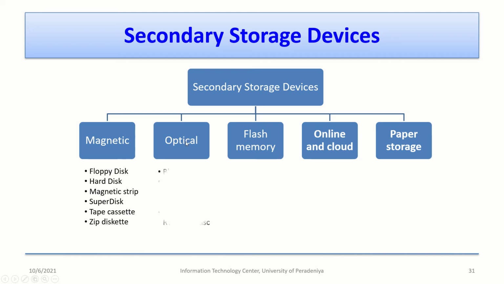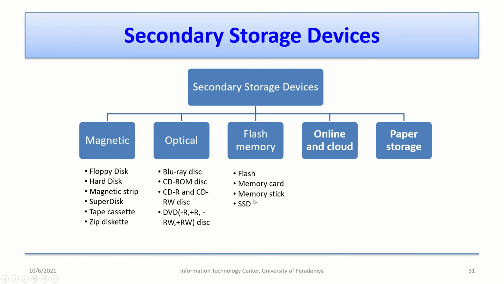In the optical category, we have CD, DVD, and Blu-ray disc. Those all belong to the optical category. In flash memory, we have memory cards, memory sticks, and flash drives. In the online and cloud category, we have cloud storage and network media storage. In paper storage, you know, punch card technology and OMR technology are used. Those were used earlier.